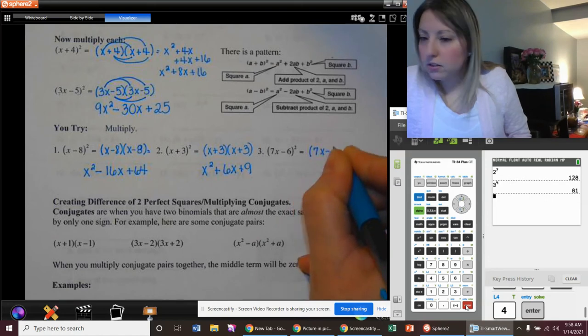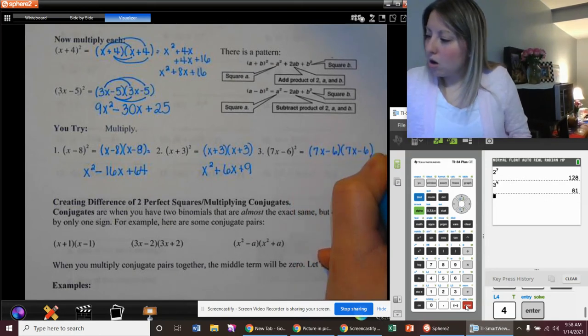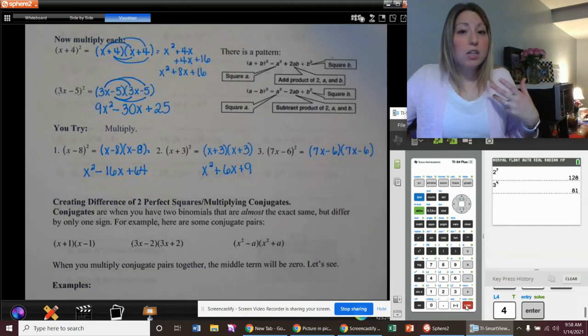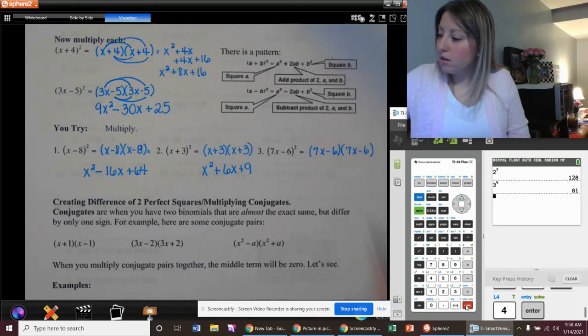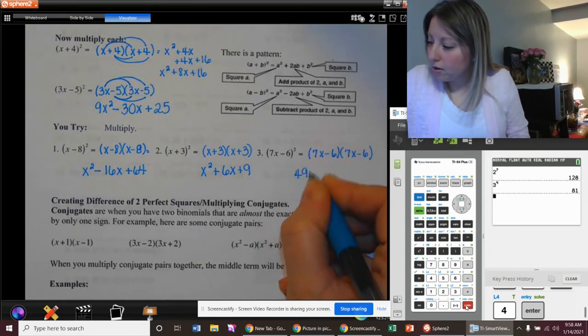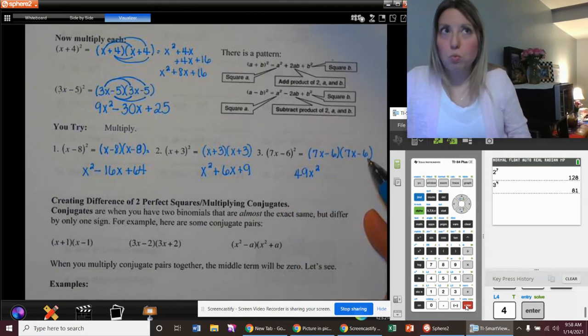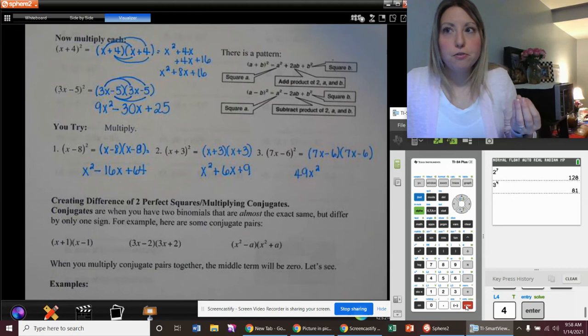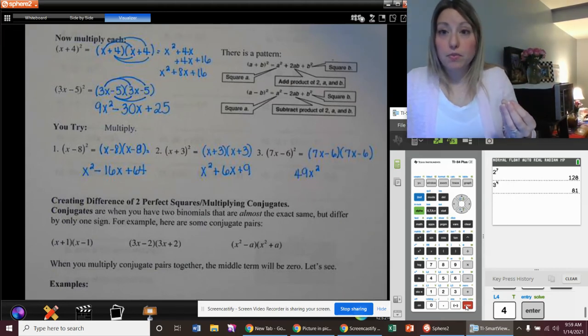So 7x minus 6 times 7x minus 6. Okay, so again, I can just FOIL this just as easy. So don't worry about it if you need to. But let's think: 7x times 7x, well, that's 49x squared. Then 7x times negative 6, well, that's negative 42x. And what's negative 42x times 2?